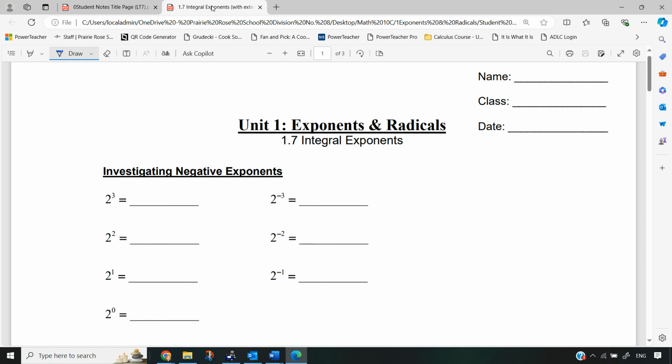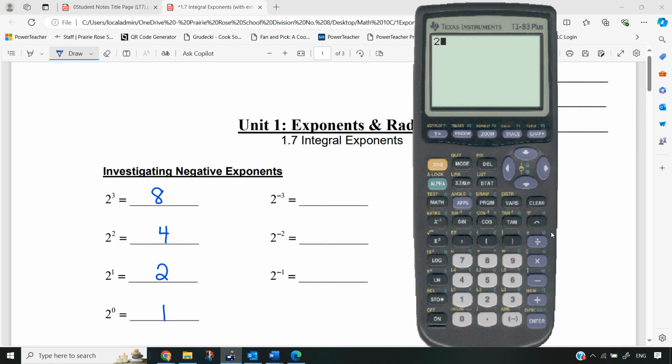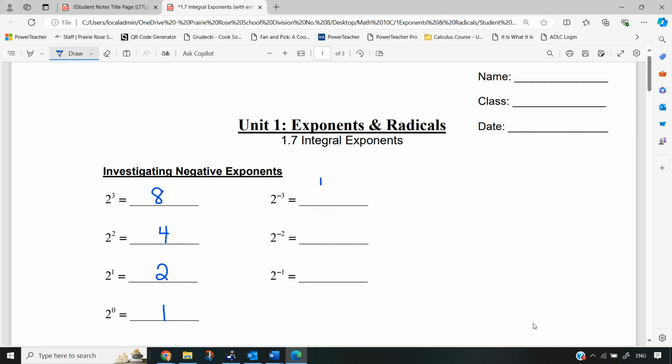So let's take a look at some patterns here. We have 2 cubed. 2 cubed is 2 times 2 times 2, which is 8. 2 squared is 4. 2 to the 1 is 2. And 2 to the 0 is 1. Now if I put 2 to the negative 3 in my calculator, that's going to give me 0.125. And if I convert that to a fraction, that's 1 over 8. Now 2 to the negative 2 is 1 over 4, and 2 to the negative 1 is 1 over 2.